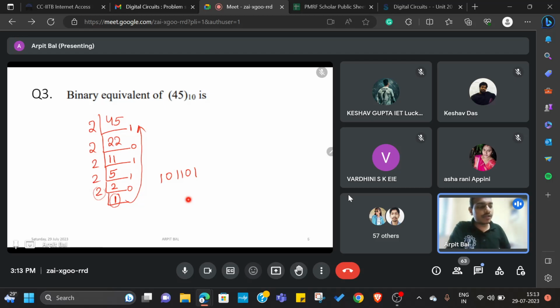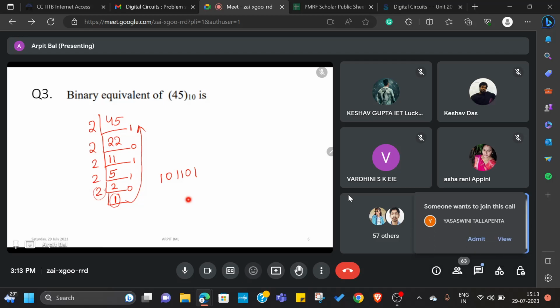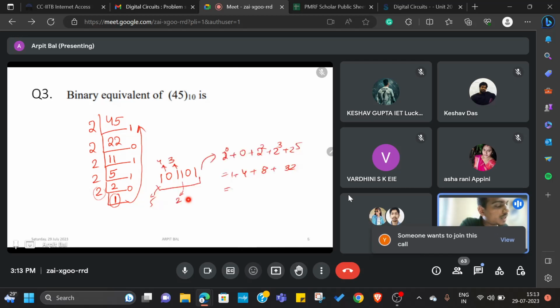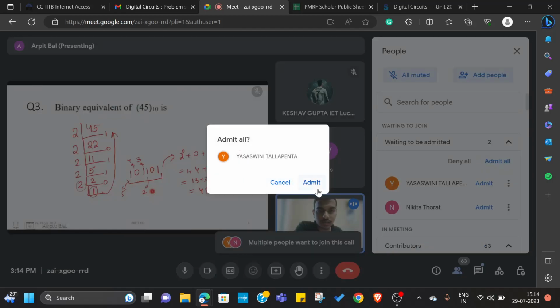If you want to verify whether the binary value that you have obtained is correct or not, you can back calculate. 1 is 2 to the power 0, plus 0, plus this one is at position 2, this is at 3, this is at 4, this is at 5. So you can write 2 square plus 2 cube plus 2 power 5. 2 power 5 is 32, plus 8, plus 4, plus 1, that is 13 plus 32, which is equal to 45. So you can re-verify your answers by back calculating.